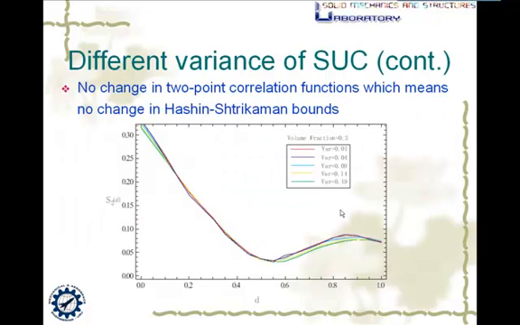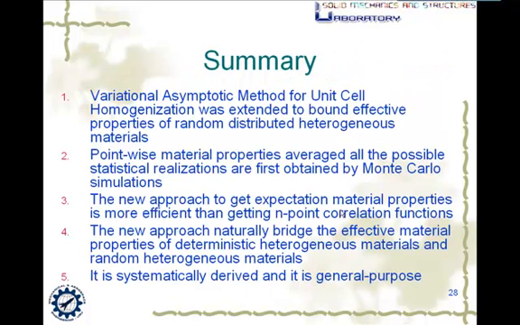The same test was also carried out with two-point correlation functions. With different variance, it shows almost no difference, which means the upper and lower bounds based on two-point correlation functions cannot capture this kind of characteristic in homogenization simulation.